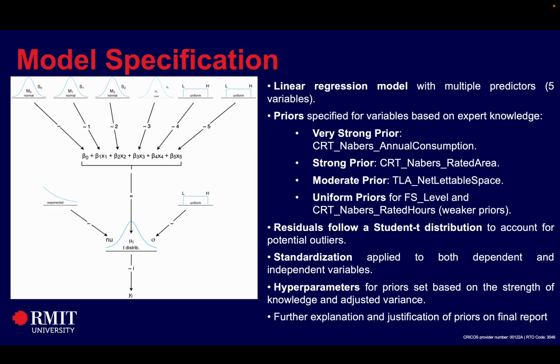For the model specification, we used a Bayesian multiple linear regression model with 5 predictors. Priors were specified based on expert knowledge. Annual consumption had a very strong prior, rated area had a strong prior, and net lettable space had a moderate prior. Weaker priors, modeled as uniform distributions, were assigned to FS level and rated hours. The residuals follow a student t-distribution to account for potential outliers, and the data was standardized for better model performance.